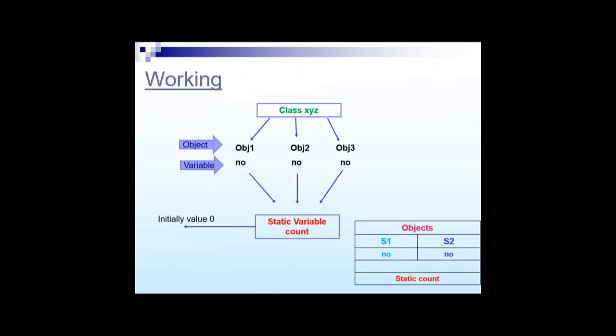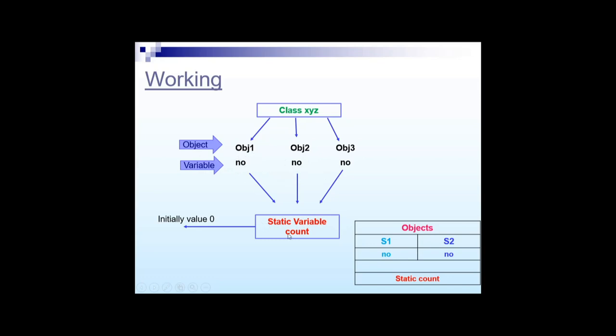Okay. Working of static member variable. xyz is a class. There are three objects: object 1, object 2, object 3. If you declare any normal variable, then that variable is separate for each object. For example, number is a variable. This is separate for object 1, object 2 and object 3.